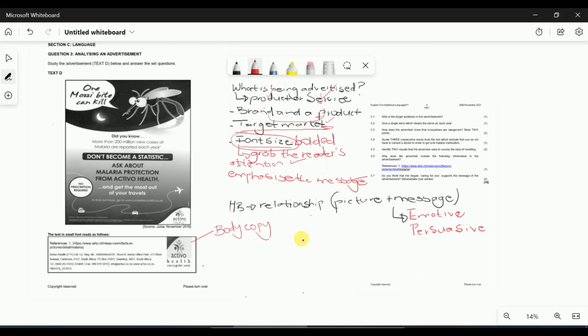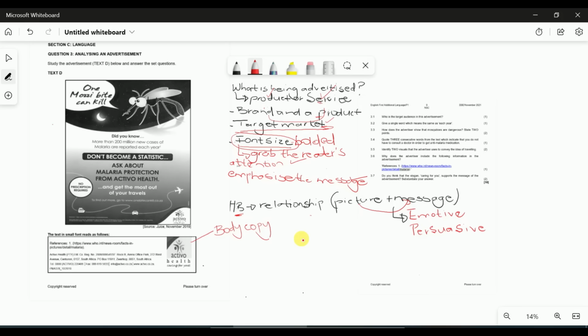Now, I've said here NB, after studying the advert, you should be in a position to show the relationship between the picture that is being used and the message, because the purpose of a picture in an advert is to enhance what is already stated in the message. So you should be in a position to show the correlation, if not the marriage, between the two.